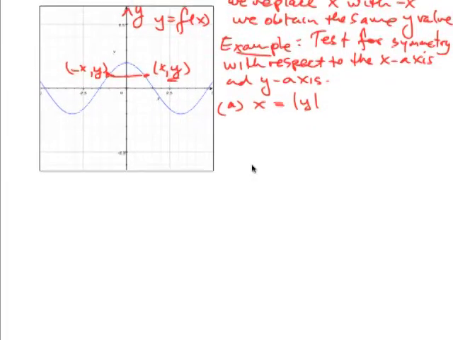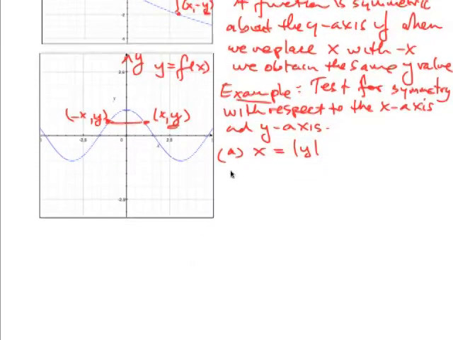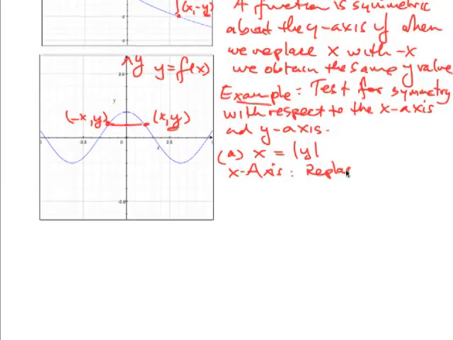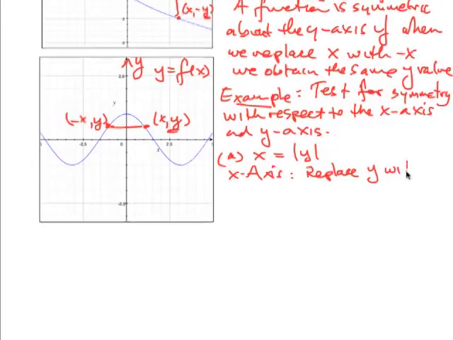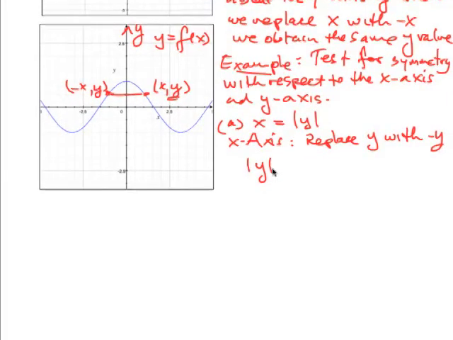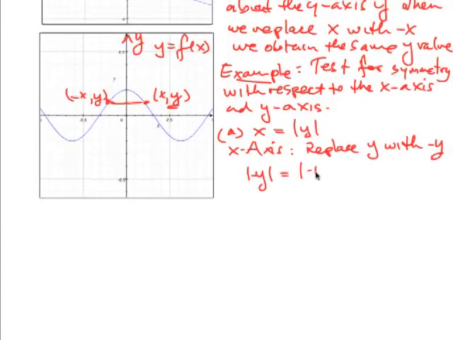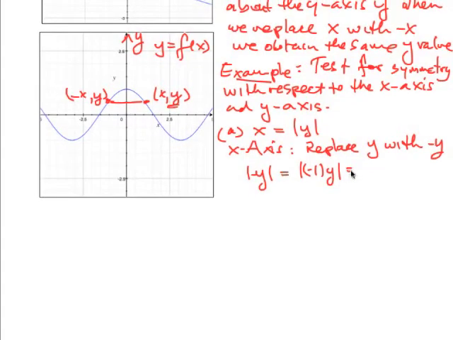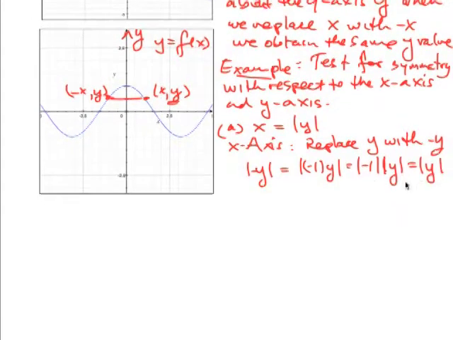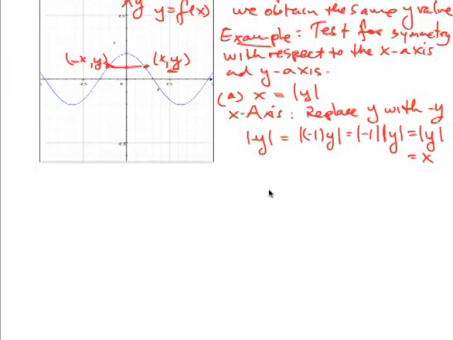All right, well, what happens if I now replace, so let's first of all test for x-axis. So we replace y with negative y. So notice here, if I take this y and I replace it with negative y, what happens? Well, this is like negative 1 times y, which of course is the absolute value of negative 1 times y. Of course, the absolute value of negative 1 is 1, so I actually get y, which of course is x. So we get the same x value. So yes, we do have x-axis symmetry.